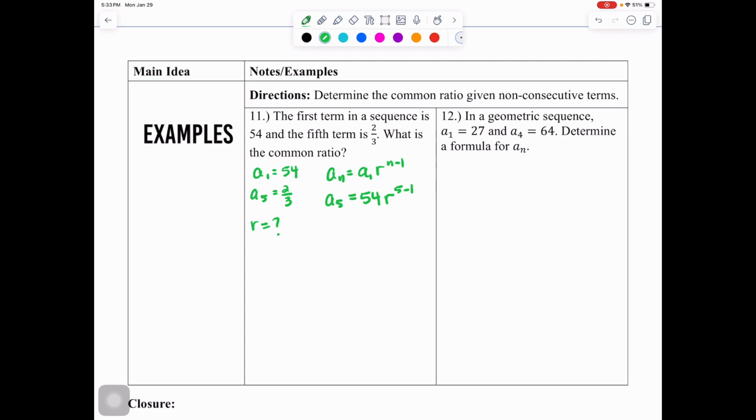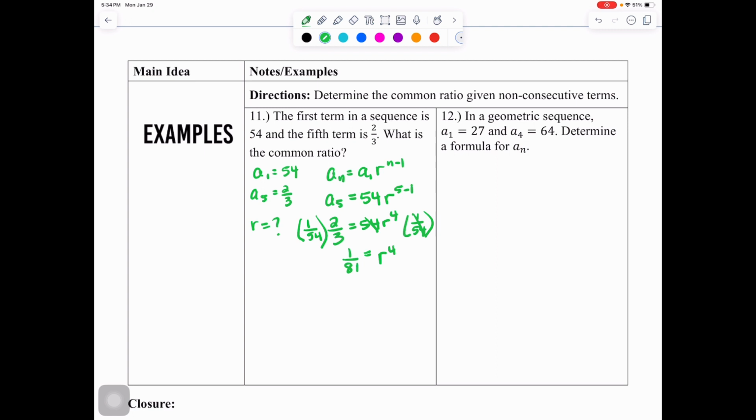So the fifth term is 2/3. So I can replace a sub 5 with 2/3. And then this is 54 times r to the fourth. So I want to get the variable alone. In order to do that, I could divide both sides by 54 or multiply by the reciprocal because there's a fraction on the other side. And when I do that, these 54s cancel. And I get r to the fourth equals 1 over 54 times 2/3 is 1 over 81.